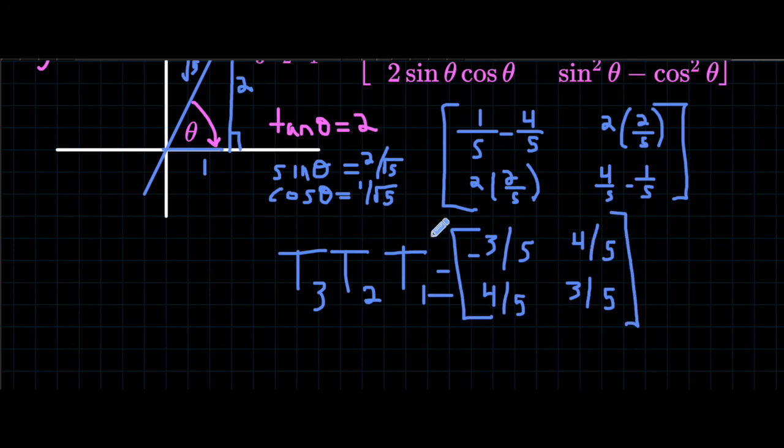And so again, if you had a different line, for example, a line with an unknown slope, you could do this in terms of a variable, like m, or you could do this in terms of a different slope number, like 3 or something like that. You would just have to solve individually for sine and cosine. So that is the process of reflecting over any line through the origin.